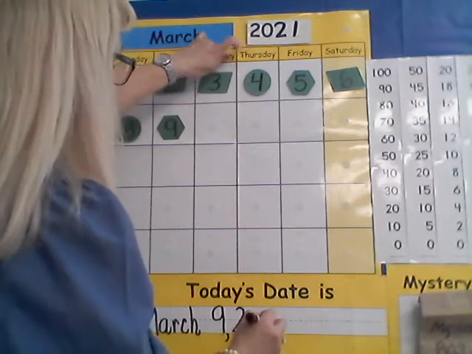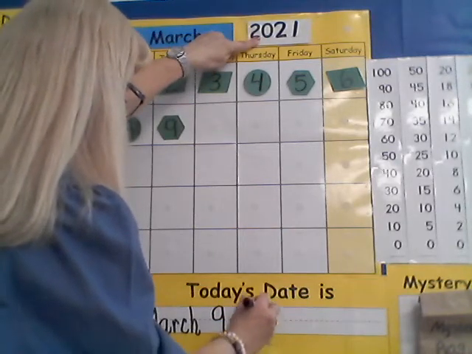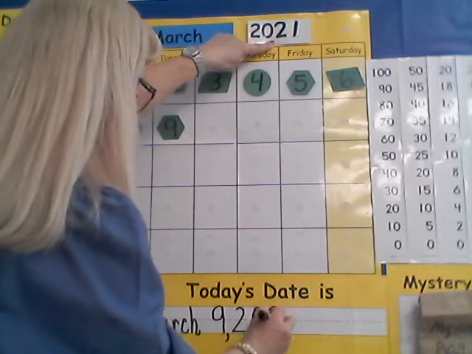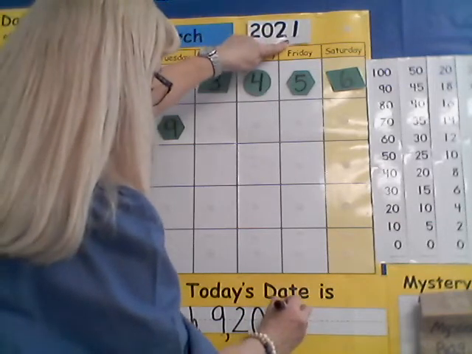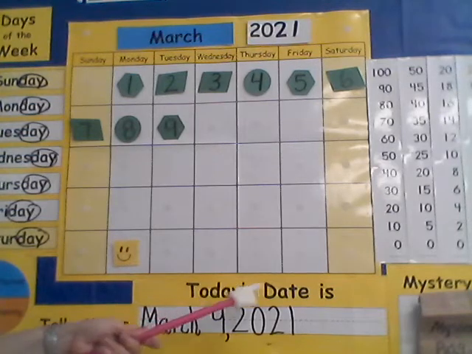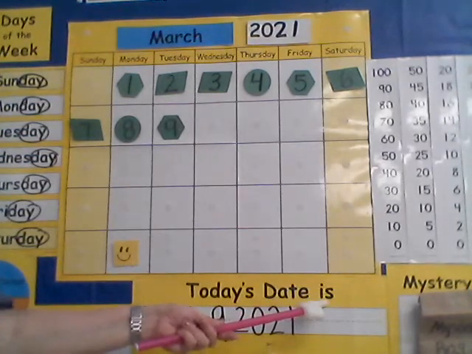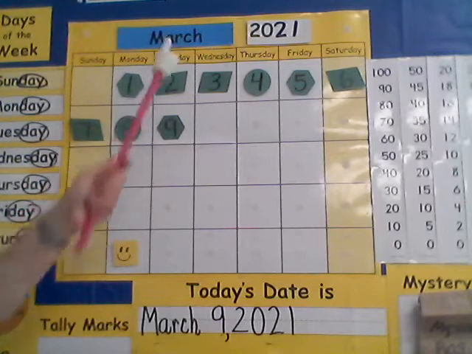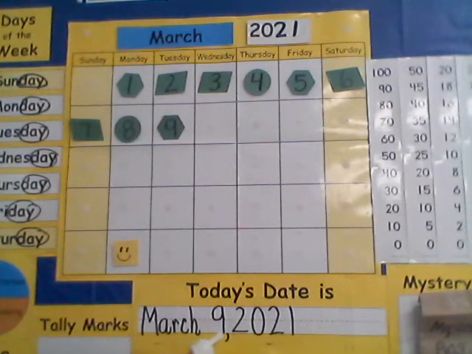2, 0, 2, and 1. And let's go ahead and read today's date with Gwen. So here we go. Today's date is Tuesday, March 9th, 2021.